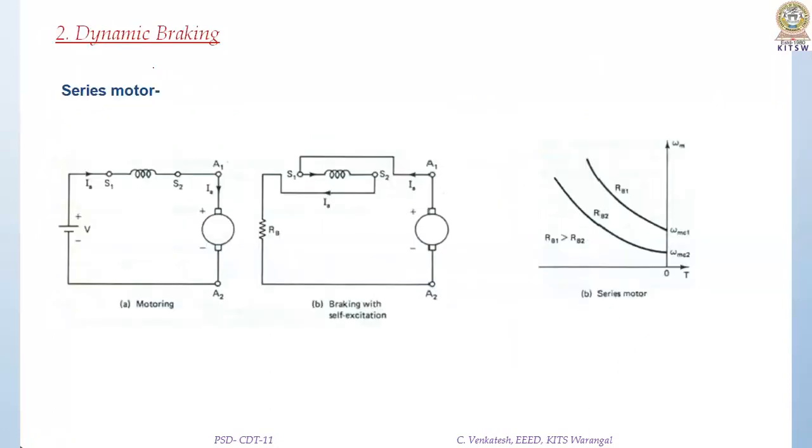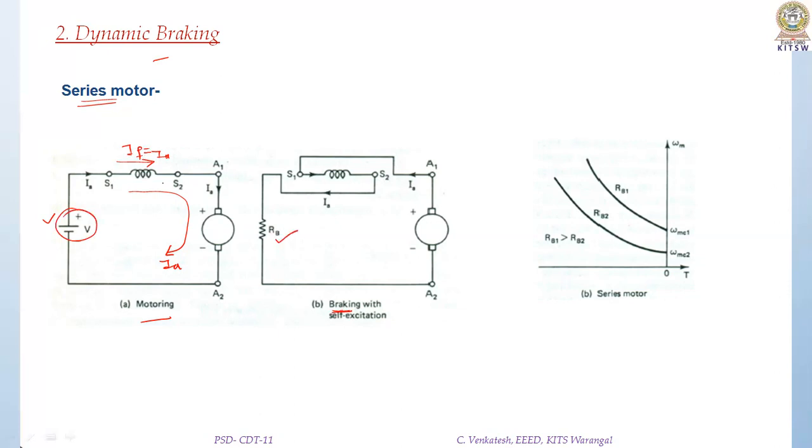Now let us concentrate on dynamic braking with series motors. See, during motoring operation, the external voltage V is connected to series connection of field winding and armature, and current IA is flowing like this. Current IA is flowing in the series field winding from S1 to S2. So this is also the field current and IA, that is armature current. Now, when you are going for braking, that is dynamic braking for series motor, then you are removing the supply and connecting the external resistance RB.